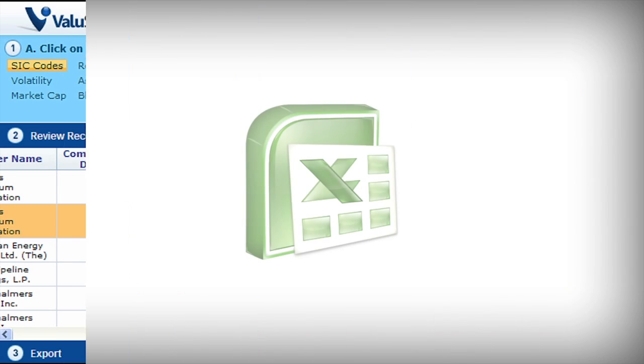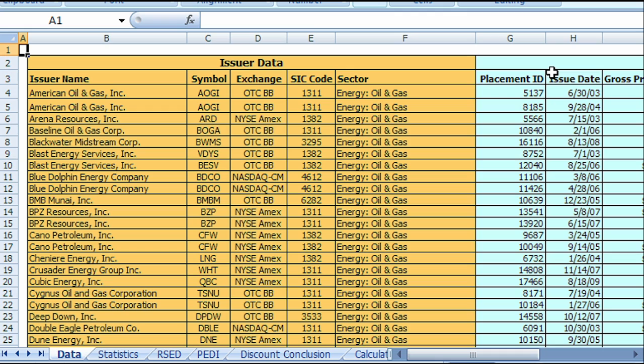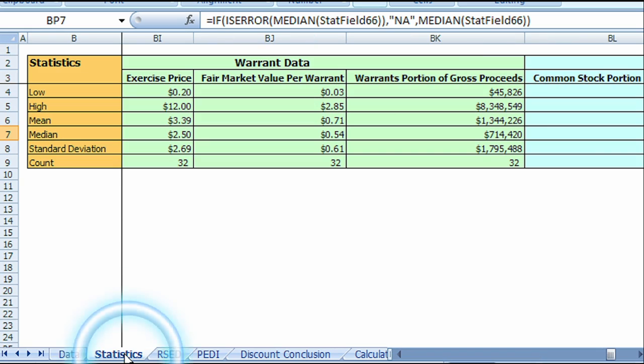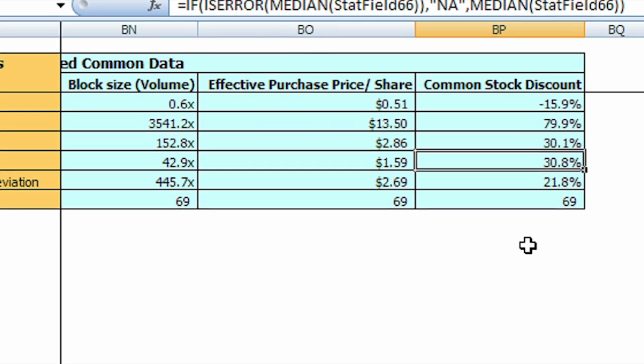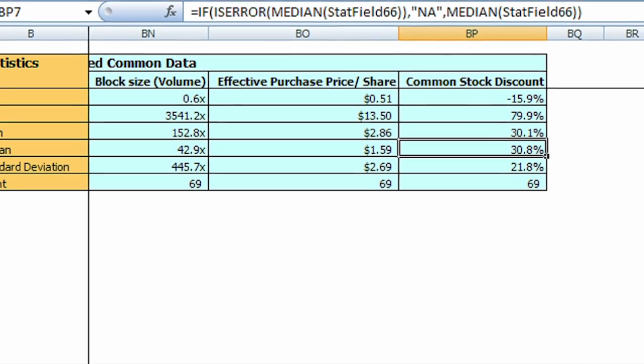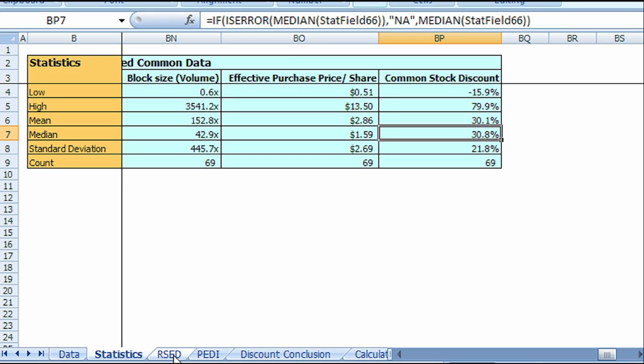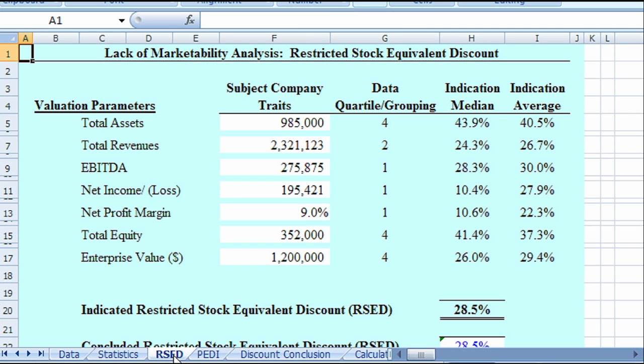So here we have all the companies pulled into Excel. We can look at each and every one of these transactions in more detail, and we can look at overall statistics for the whole sample. If we scroll now all the way out here, we can look at the actual discounts for common stock. The average is 30.1%. The median is 30.8%. That is one estimate of the restricted stock equivalent discount. In other words, this is a private company that we're valuing, but if this were a public company instead issuing restricted stock, that's roughly the discount that we believe we would utilize. So, we pull up the restricted stock equivalent discount here.